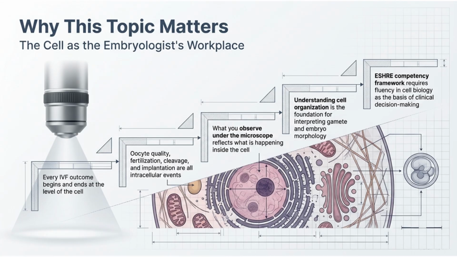What you observe under the microscope, the size and symmetry of blastomeres, the presence of fragmentation, the quality of the inner cell mass, the granularity or clarity of the cytoplasm, is a morphological window into what is happening inside those cells. Understanding cell organization gives you the interpretive framework to look at these morphological features not as arbitrary aesthetic criteria, but as biologically meaningful signals about intracellular function and developmental competence.